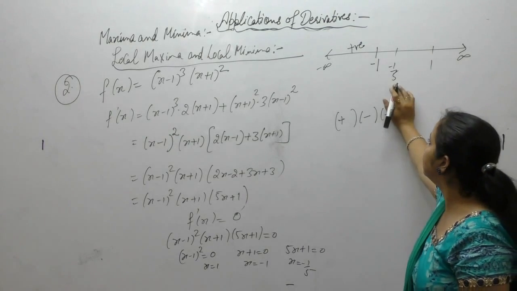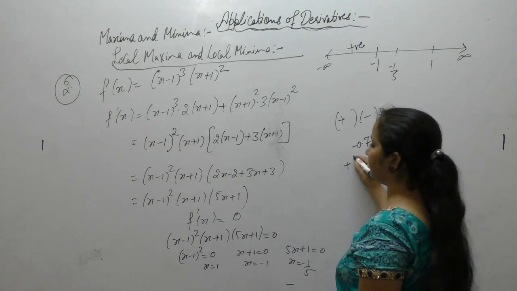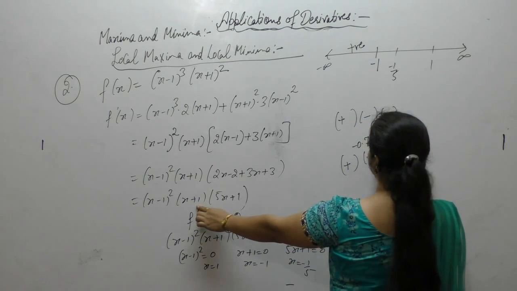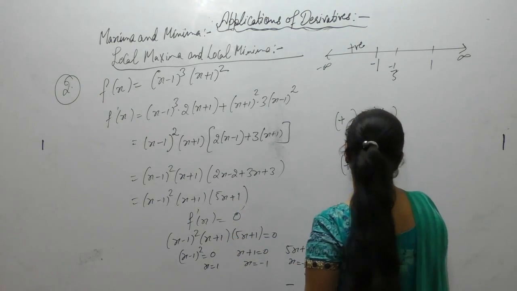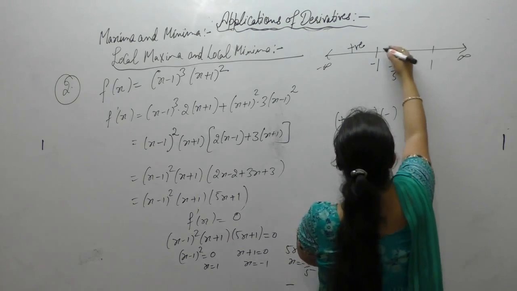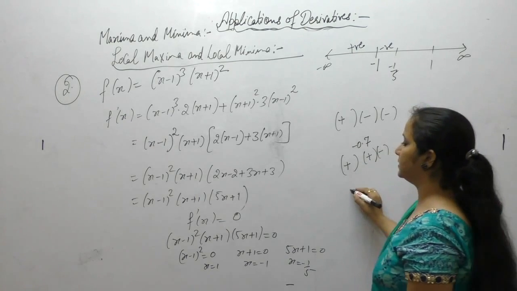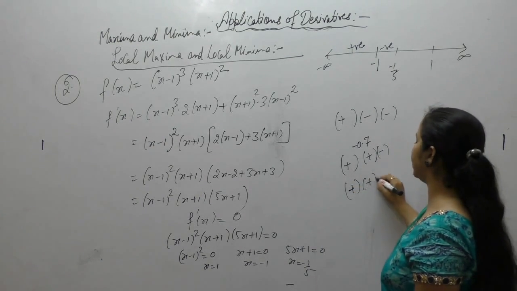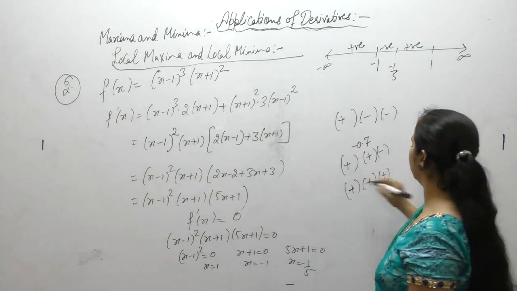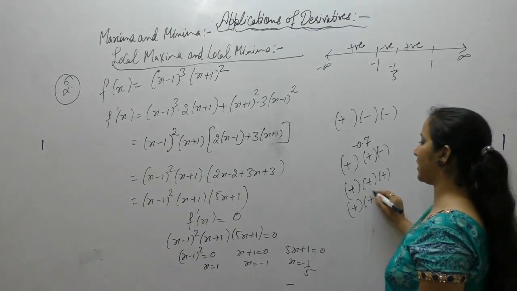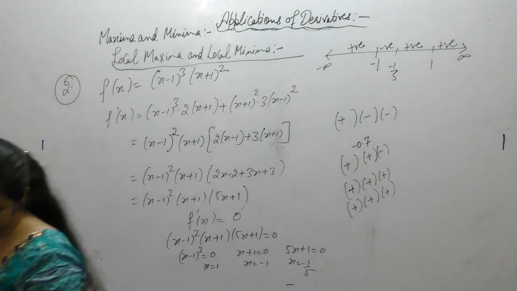Let the number be minus 0.7. Whole square is positive. Minus 0.7 plus 1 is positive. Minus 0.7 into 5 is minus 3.5, plus 1 negative. So negative here. Minus 0.2 to 1, let the number be 0. Whole square is positive. 0 plus 1 and 0 plus 1, positive. 1 to infinity, let the number be 2. Whole square positive. 2 plus 1 and this is also positive. ये हमारे पास पॉइंट्स आ गए.